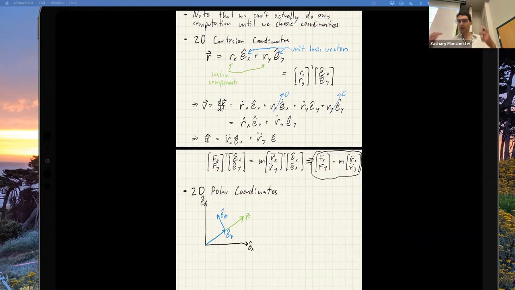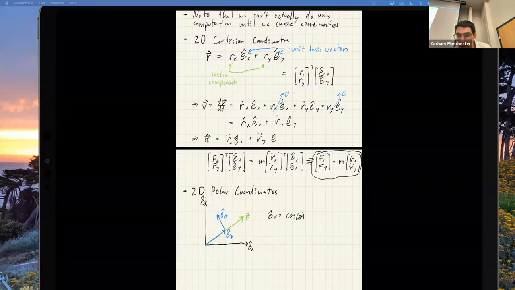Let's write these guys down. What we're going to do now is write down the conversion between polar and Cartesian. Specifically, we're going to write down these two basis vectors in terms of the Cartesian ones, so we have the mapping back and forth. I'm not going to spend a ton of time on this, because you can stare at that and do a little trig, it's not too hard.